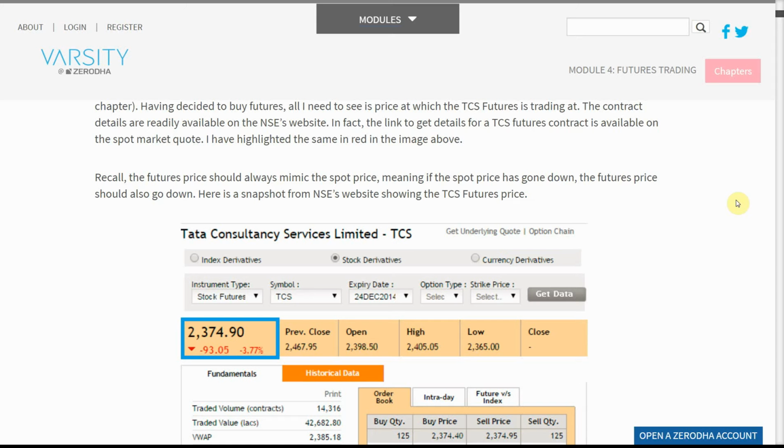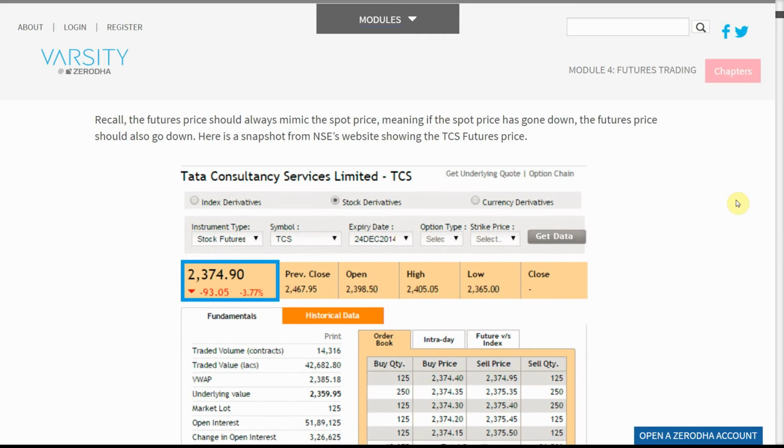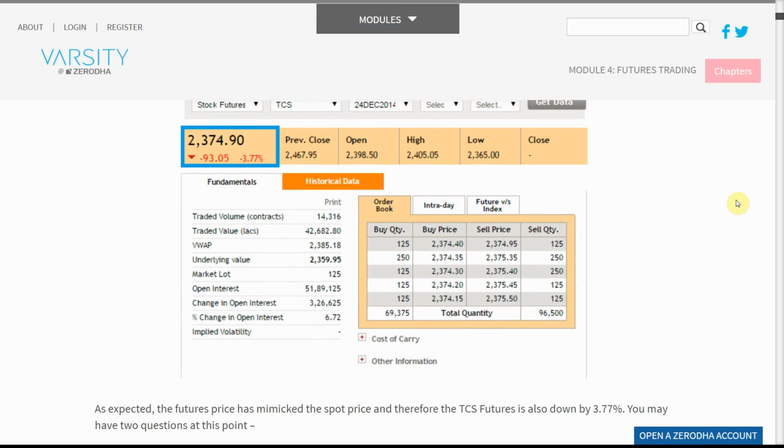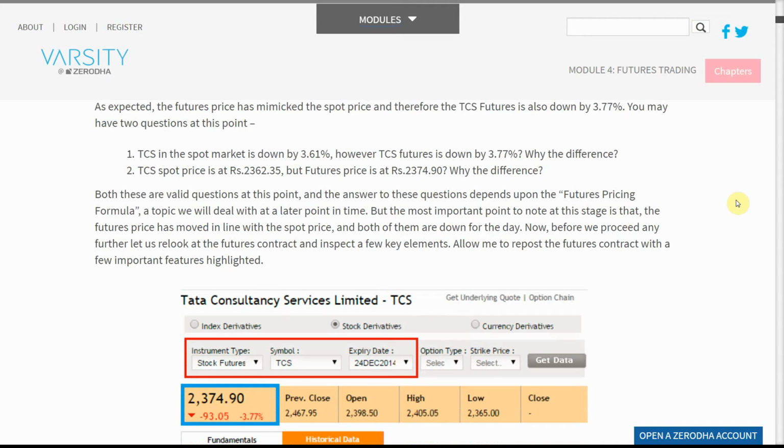Here is a snapshot from NSE's website showing the TCS futures price. As expected, the futures price has mimicked the spot price and therefore the TCS futures is also down by 3.77%. You may have two questions at this point. TCS in the spot market is down by 3.61%. However, TCS futures is down by 3.77%. Why the difference? TCS spot price is at 2,362 rupees and 35 paise, but futures price is at 2,374 rupees and 90 paise. Why the difference?